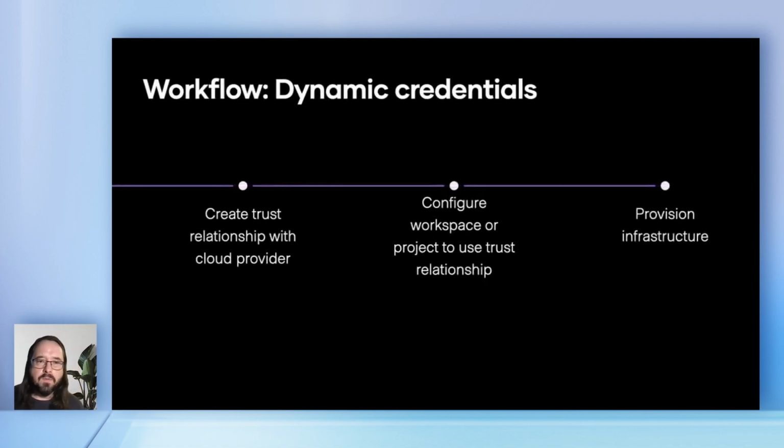So what's the workflow for how you set this up? First, you've got to create that trust relationship with your cloud provider, and we'll be looking at a few different ways to do that in this workshop. And then you configure your workspace or a project to use that trust relationship. And then once that's set up, you provision infrastructure just as you normally would with Terraform Cloud. From the end user's perspective, the trust relationship is set up. They don't need that secret key or secret key ID or whatever your cloud credentials are configured and saved in the workspace. That's already taken care of for them by that trust relationship.